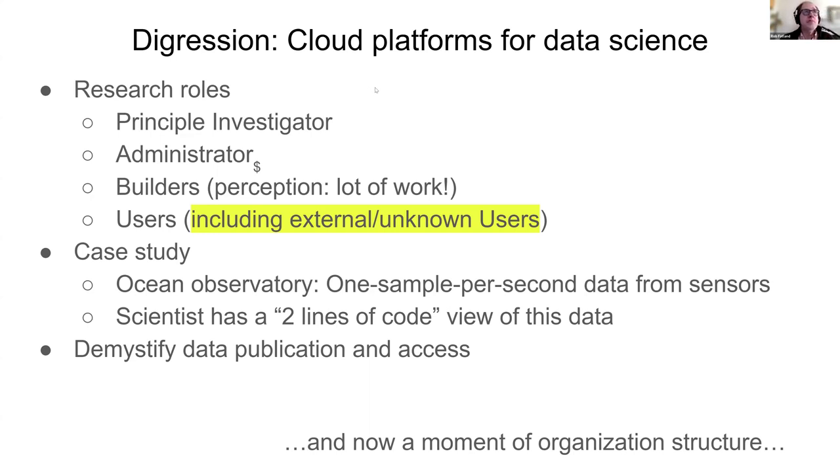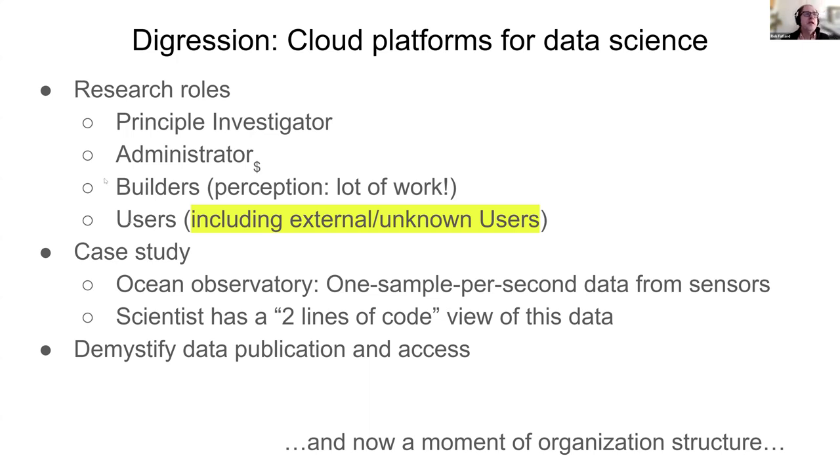And this is how we see research. We see a research team as having a principal investigator, an administrator who makes sure that the bills get paid, and particularly that the cloud bills get paid. Then there are the people who are actually building the working infrastructure on the cloud, the builders. And then there are the people who come along and use that infrastructure to do research. And that includes not only the people in that research team, but also potentially collaborators and even people far away that one does not know, who still also have a use for that data interface.